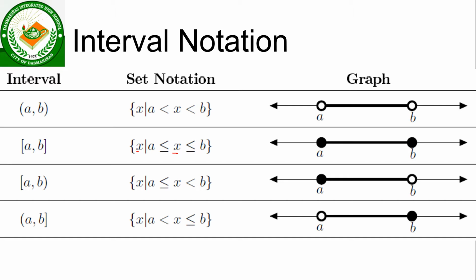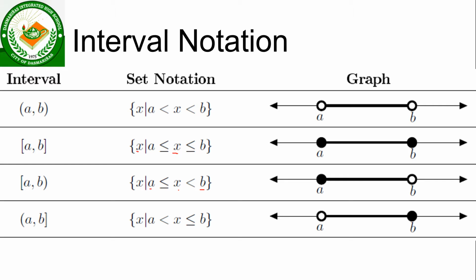Now, for the third one, we have A inclusive up to B exclusive, meaning A is a part of the solution but B is not. So we have here the set of all x such that x is greater than or equal to A but less than B. As you can see here, A is shaded but B is not, because A is a part of the solution but B is not a part of the solution.